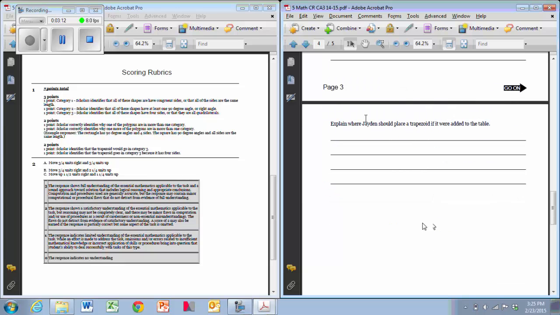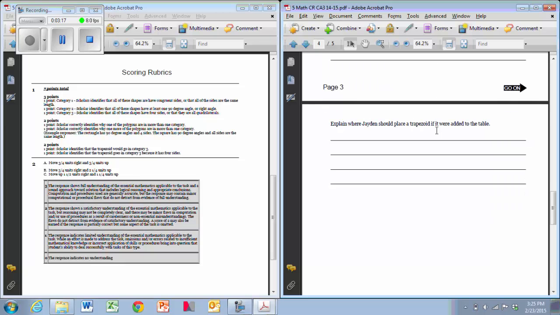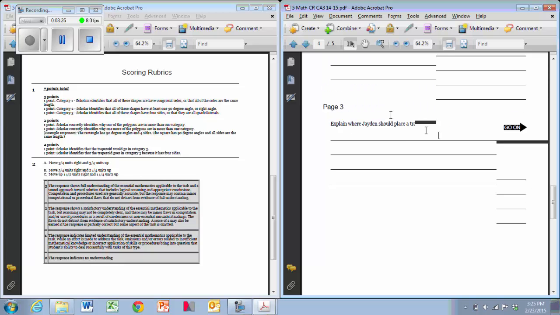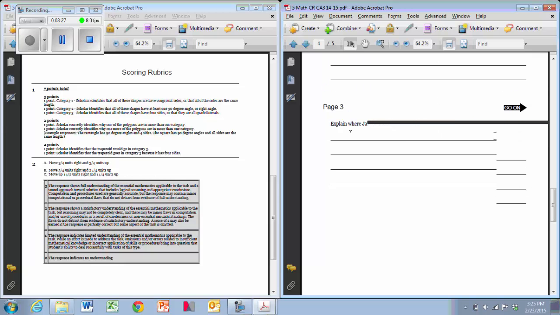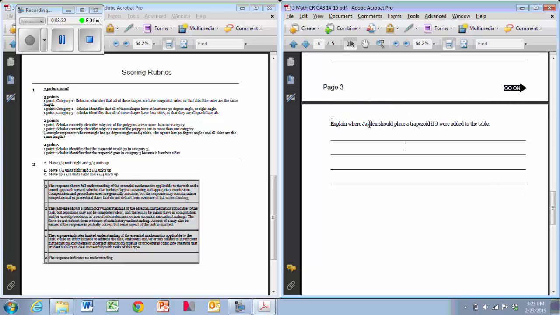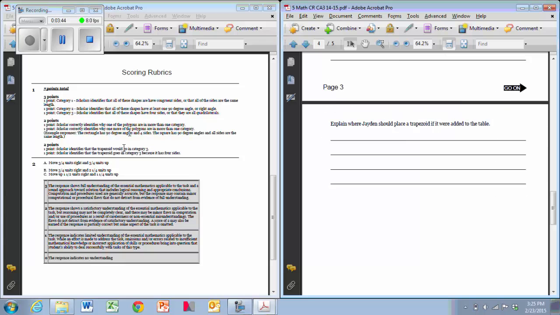Then if you go down here, it asks where Jaden should place the trapezoid. This part is worth 2 points. They should note what category the trapezoid should go into, and then it asks them to explain, so they also need to explain that a trapezoid is a quadrilateral or that a trapezoid has 4 sides. They will receive 1 point for discussing that the trapezoid would go in category 3, and then another point for identifying that the trapezoid goes there because it is a quadrilateral.